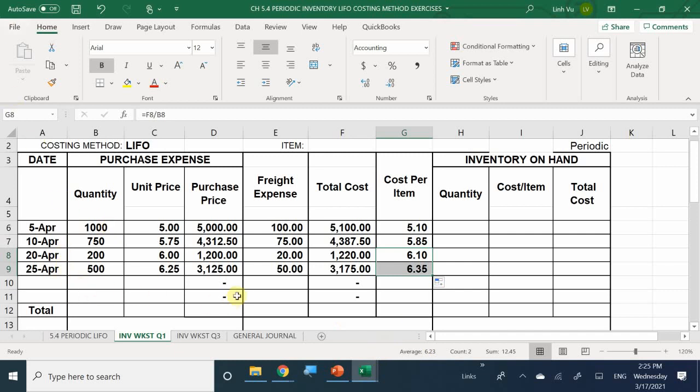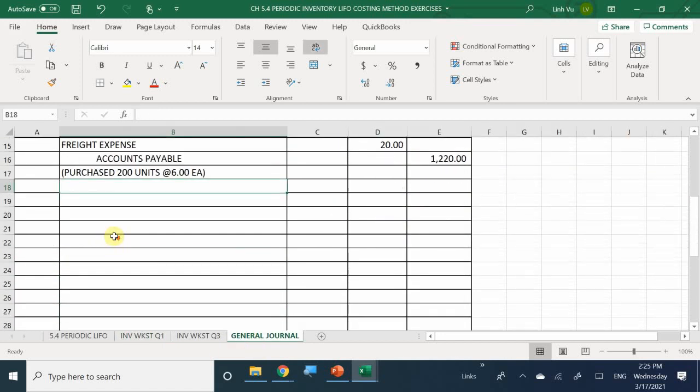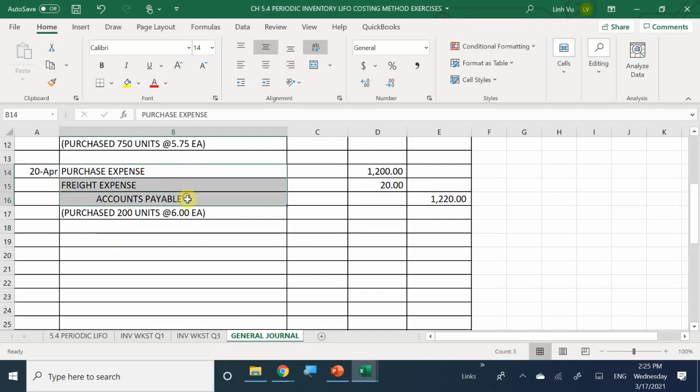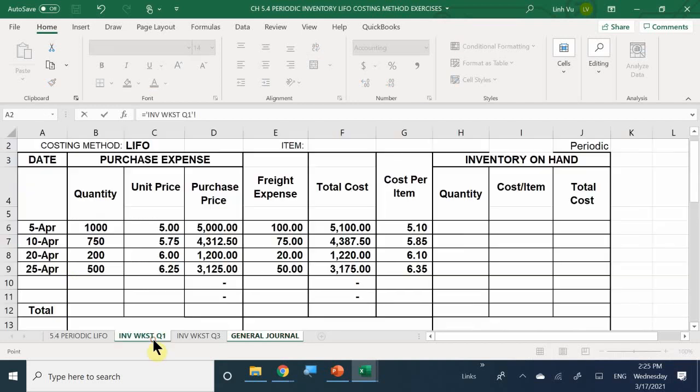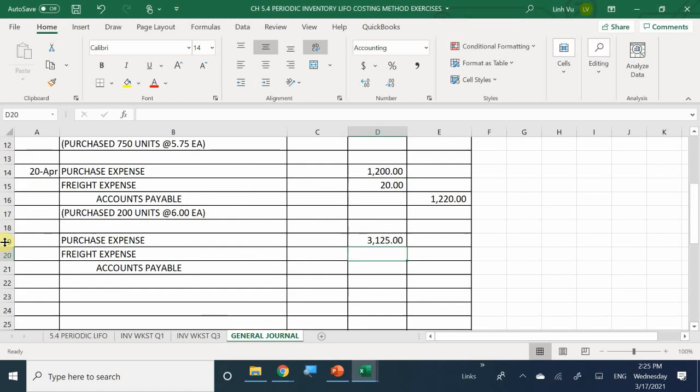All right. Now that we have this information, we also need to start journalizing it. So once again, I'm going to copy the journal, because in this case, I have technology. I can do it. So what was my total purchase price? Purchase price for April 25th. That's $3,125. Yes, good. I forgot to put the date, so 4.25.